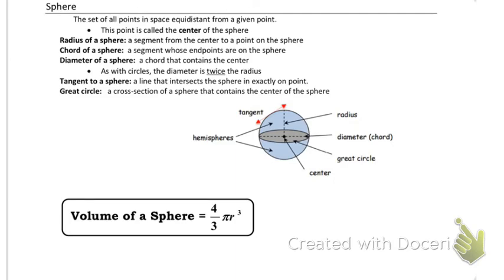So if I say come up with the volume of a sphere cut by a great circle, it is just a hemisphere then. It goes right down the diameter.